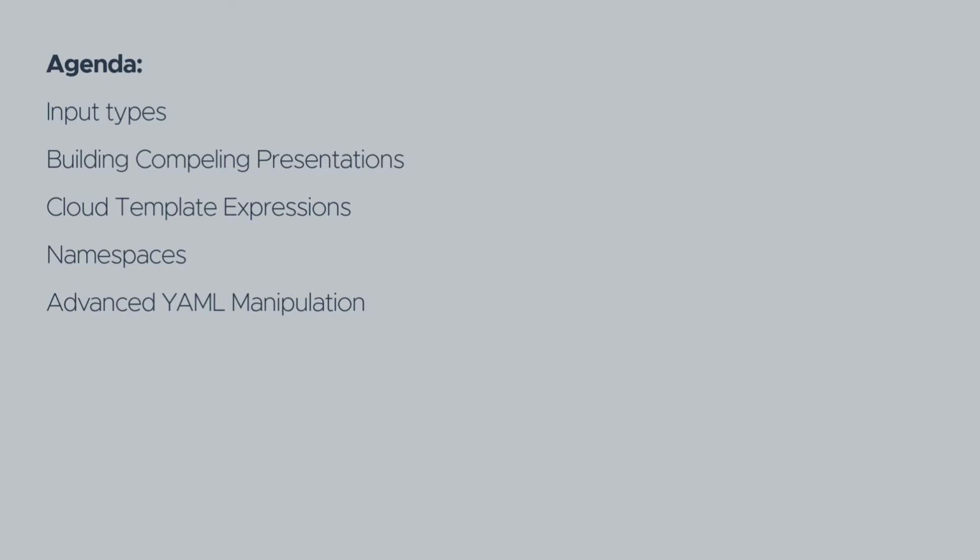We're going to give a few examples of Cloud template expressions that we're going to use throughout our blueprint. We're going to cover the different types of namespaces and what information these provide us. And at the end, we're going to see some advanced YAML manipulation.